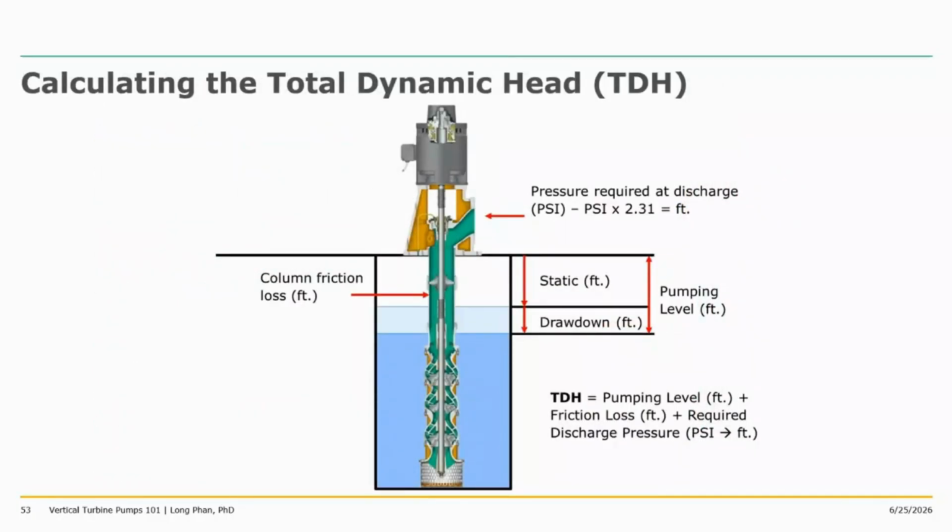So how do we calculate total dynamic head? Again, total dynamic head cannot just rely on the pressure required at discharge, but rather it needs other components like the pumping level. The pumping level is basically your static level, and then the drawdown when the pump is in operation. We also need to account for column friction as the water moves through the column assembly. When you add all of these up, you will arrive at the total dynamic head for your pump system.